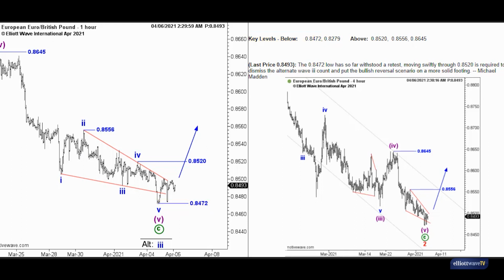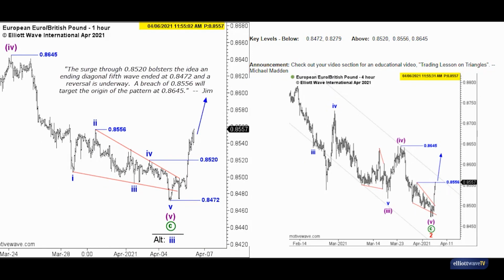So this is a trend reversal trade. However, we're dealing with a trend reversal pattern, the ending diagonal pattern. At this juncture, it is looking like if we trade above the 85 figure, the diagonal is in place, and that could open the door for a return to the origin of the pattern at 86.45. We know we're wrong on a break of 84.72, and that gives us a very handsome risk to reward of 5.2 to 1.